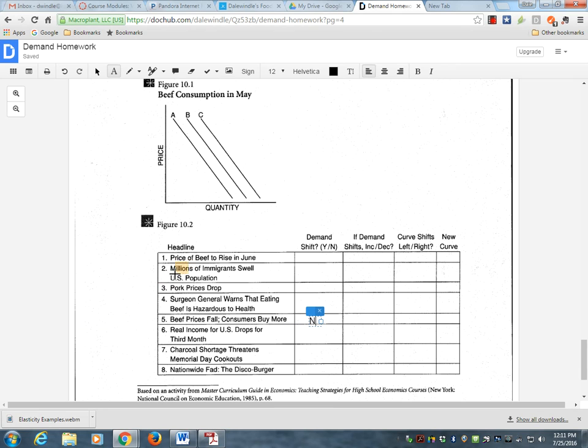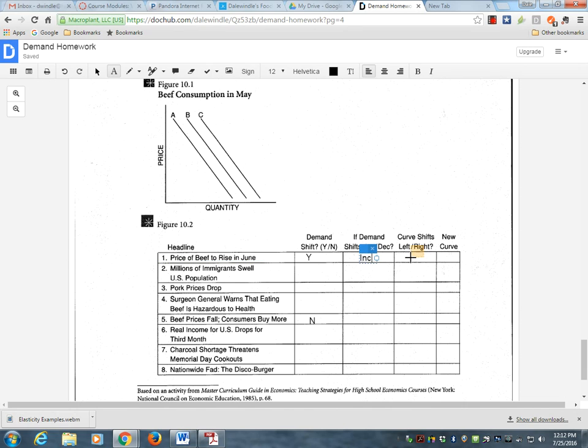So let's just work through one. Price of beef to rise in June. Does that shift the demand curve? Well, that's June. We're talking about the market for beef in May. So that is price expectation. So yes, that will shift the demand curve. Will it go left or right? Well, this information is on your supply and demand handout. If people think beef is going to be expensive next month, their demand for it right now is going to go up.